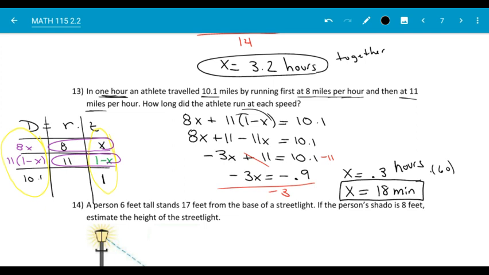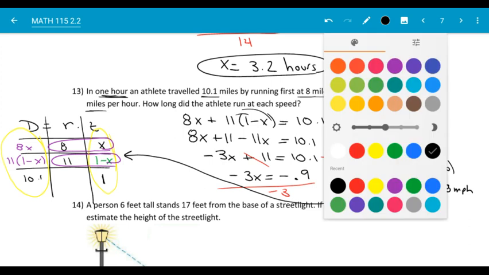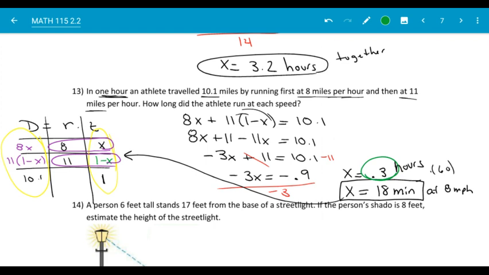And that was the time at 8 miles per hour. So now what we're going to drag back over there is the 0.3. So that was our x value. So 1 minus 0.3 is 0.7. 0.7 times 60 better come back at 42. Let's see, 0.7 times 60 comes back at 42 minutes. And that would have been at 11 miles per hour.